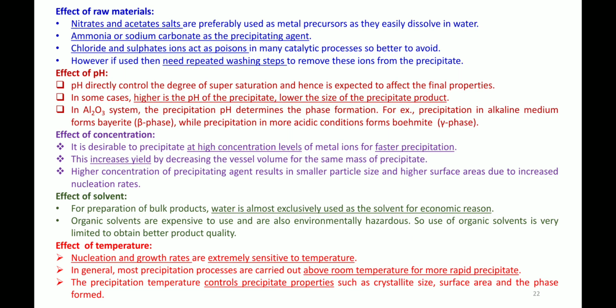That's why most precipitation processes are carried out above room temperature, because we don't want to wait for a longer time. If you want your product quickly, then you have to increase the temperature. The precipitation temperature controls precipitate properties. Temperature not only controls the nucleation and growth, but also properties such as the crystallite size, surface area, and the phase form. So all these factors are necessary.